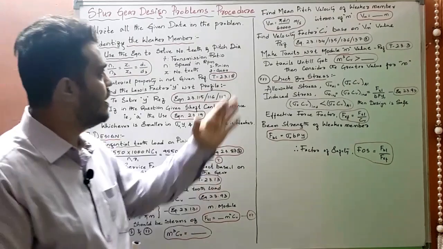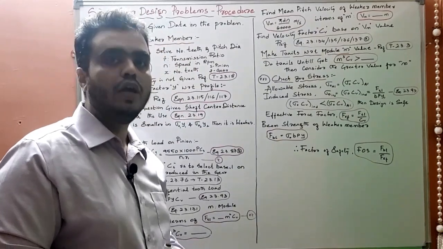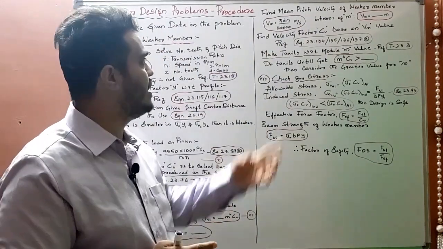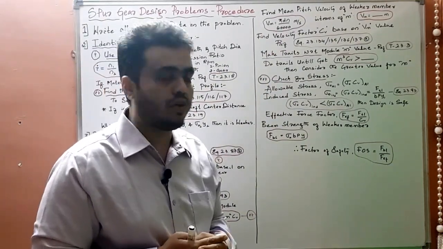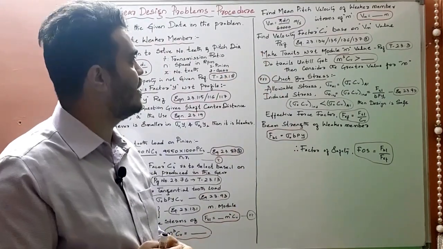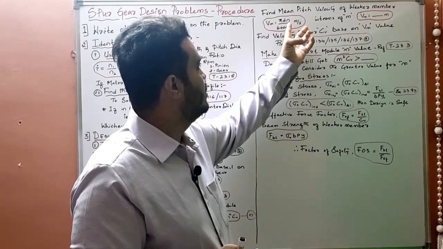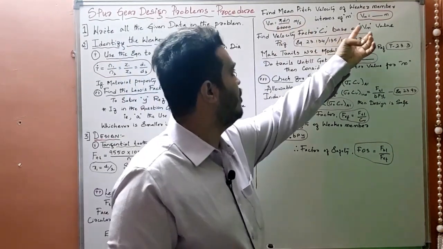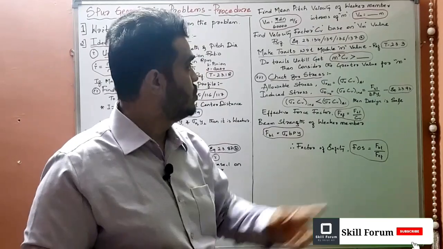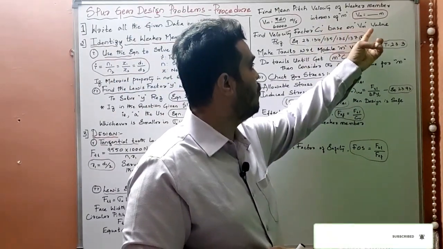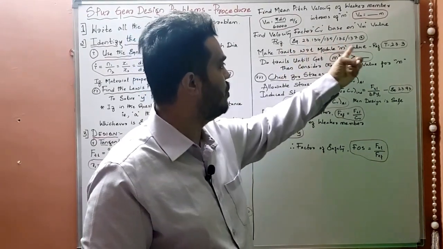Once you get this, next we need to find the mean pitch velocity of the weaker member. For that we have an equation, and I think all of you know it: pi d n by 60,000, in terms of meter per second, right. Once you put all the data, pi you know, d you know, n you know, you need to find it in terms of m. Next you need to find the velocity factor CV. That velocity factor is based on the Vm value, so based on the Vm value you need to use this equation, any one of these equations.